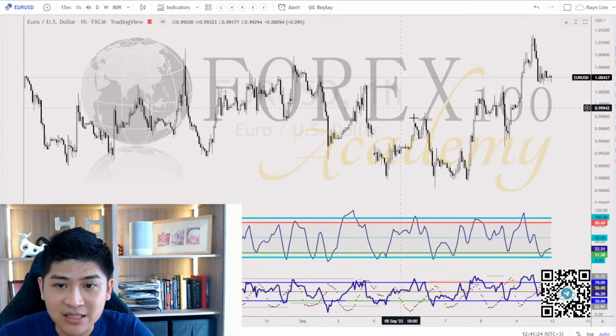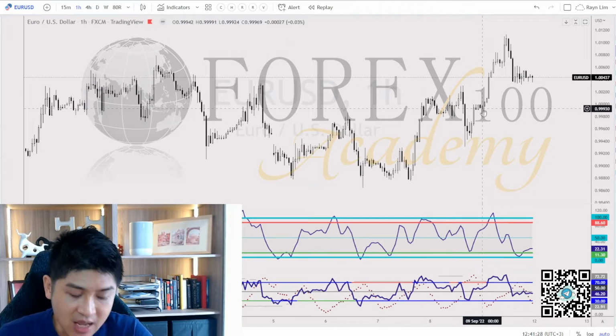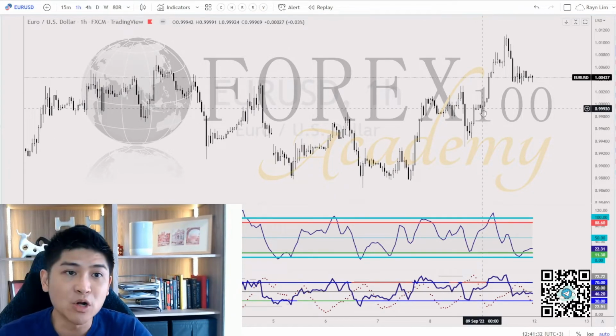So it's really important to really trace through the market to see if the market is bullish or bearish. In this case, on the 1-hour chart, bullish. 4-hour and daily are all bearish.